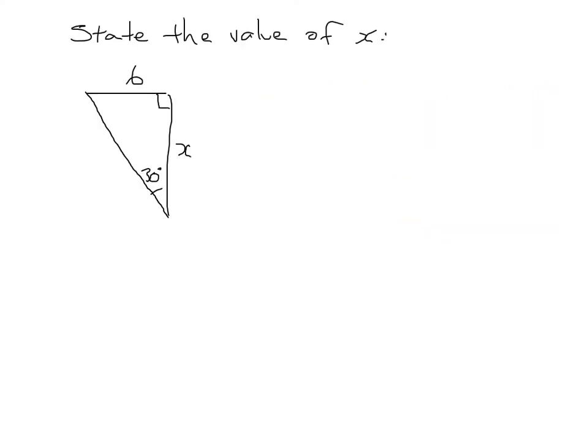State the value of x. You may remember this particular triangle: 1, 2 and root 3, where that one is 30 degrees up here, and we have 60 degrees down here. It's one of the two standard triangles that you would remember if you're working out exact answers.